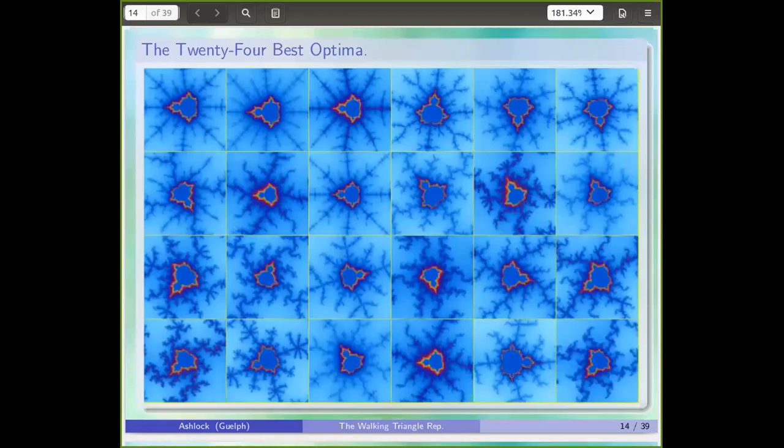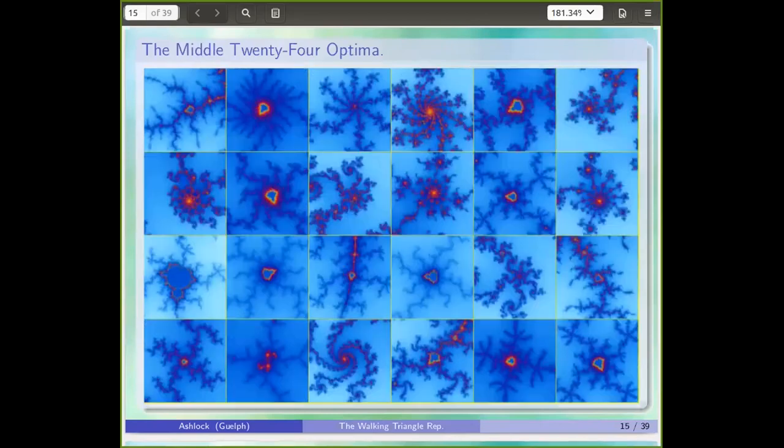And there are the first 300 optima. And as you can see, it does exactly that. It locates mini brots, as they're called. Next three slides are going to show you the 24 best, the 24 middle, and the 24 worst optima located. Lots of big, fat, mini brots in the top 24.